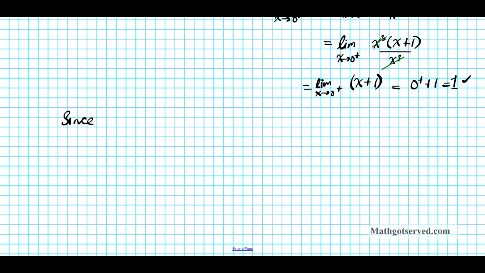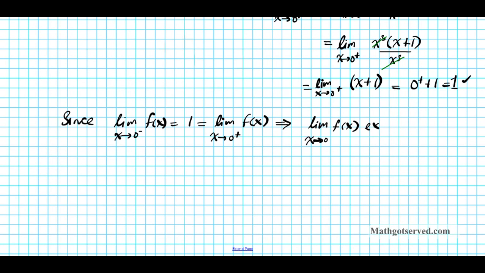Okay, so since the limit as x approaches 0 from the left of the function is equal to 1, and that is equal to the limit as x approaches 0 from the right of the function, that implies that the limit as x approaches 0 of the function exists. So this function passes test number 2.